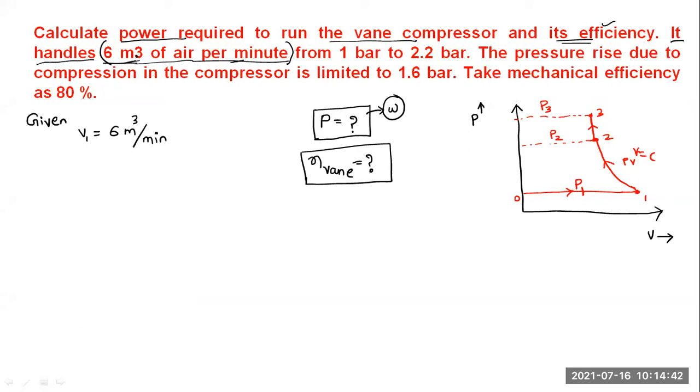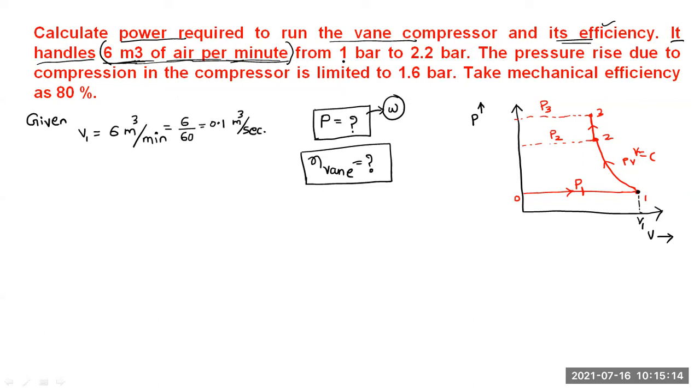it handles 6 meter cube of air per minute. Okay, so initial volume at this point, the volume V1. V1 equal to 6 meter cube per minute. So always we have to convert this into second. So 6 divided by 1 minute is 60 seconds. So we will get 6 by 60, which is 0.1. We will get 0.1 meter cube per second. So the volume flow rate we have got is 0.1 meter cube per second.